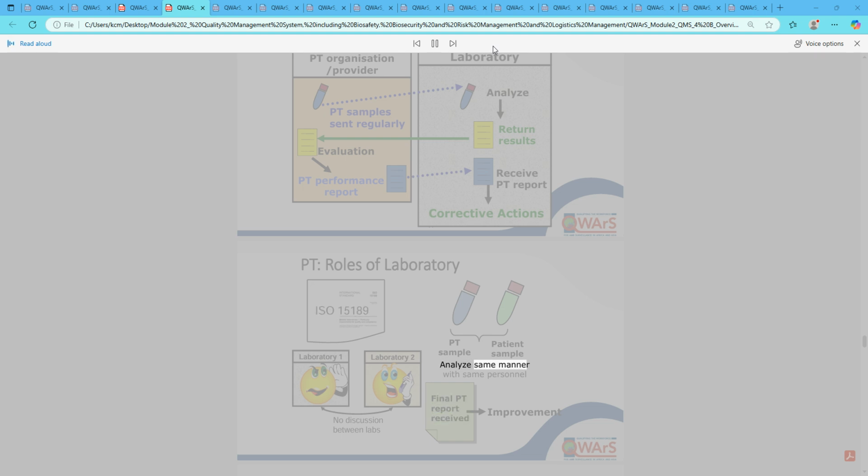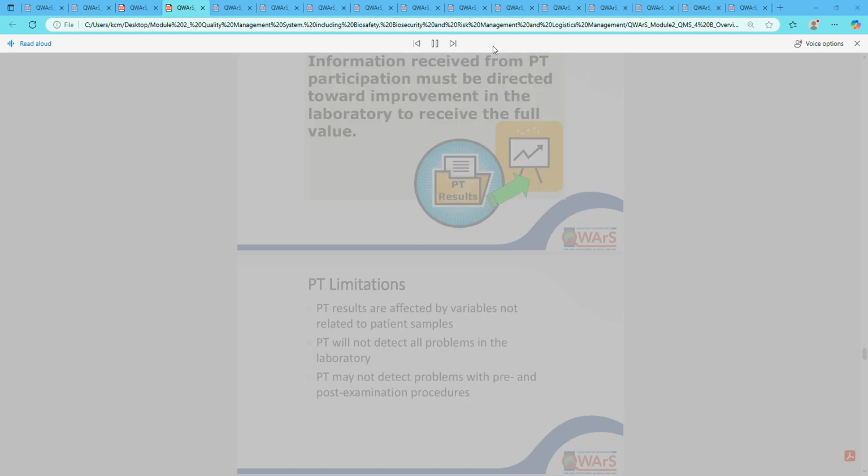ISO 15189: PT samples should be analyzed in the same manner, with the same personnel, as patient samples. Information received from PT participation must be directed toward improvement in the laboratory to receive the full value. PT results are affected by variables not related to patient samples. PT will not detect all problems in the laboratory. PT may not detect problems with pre- and post-examination procedures.